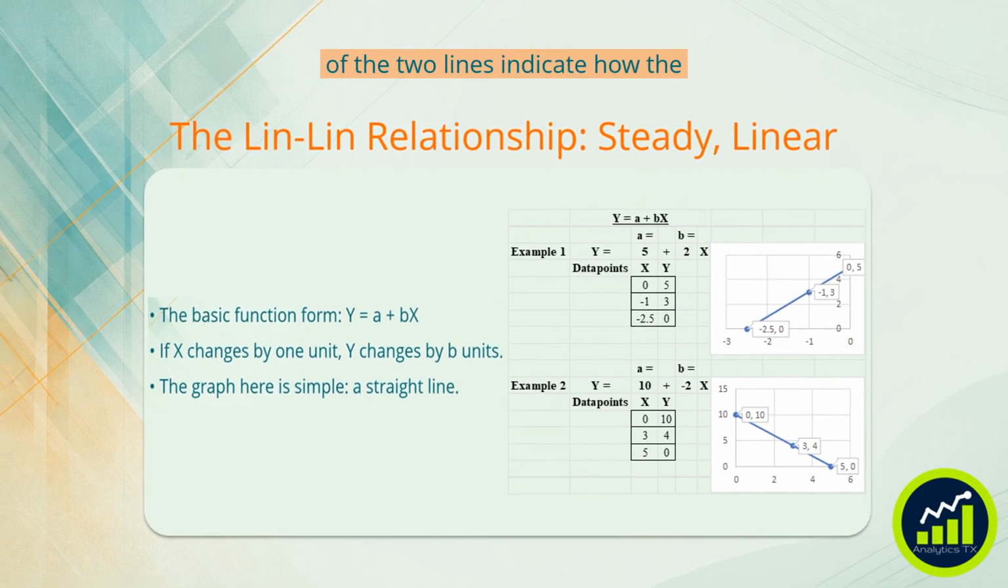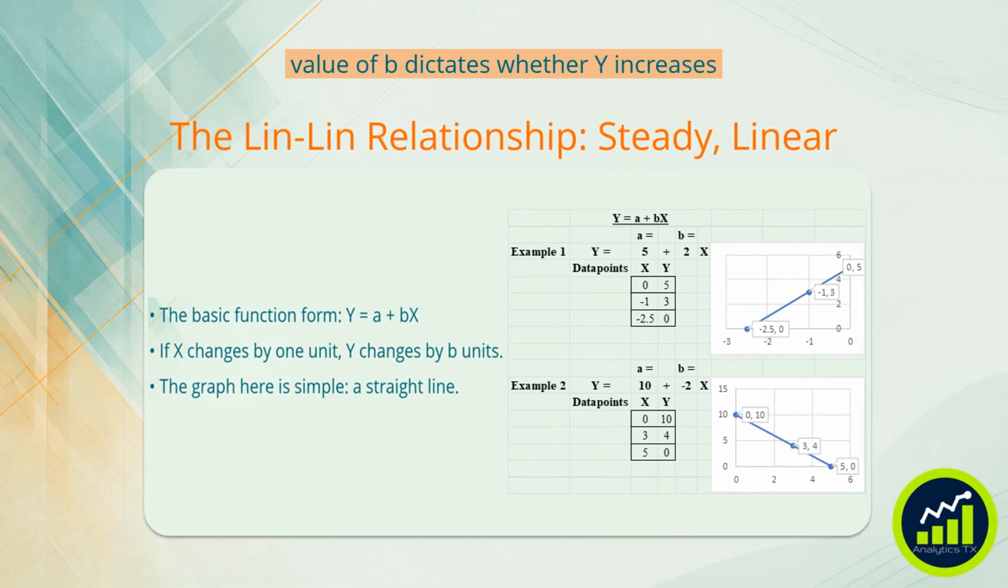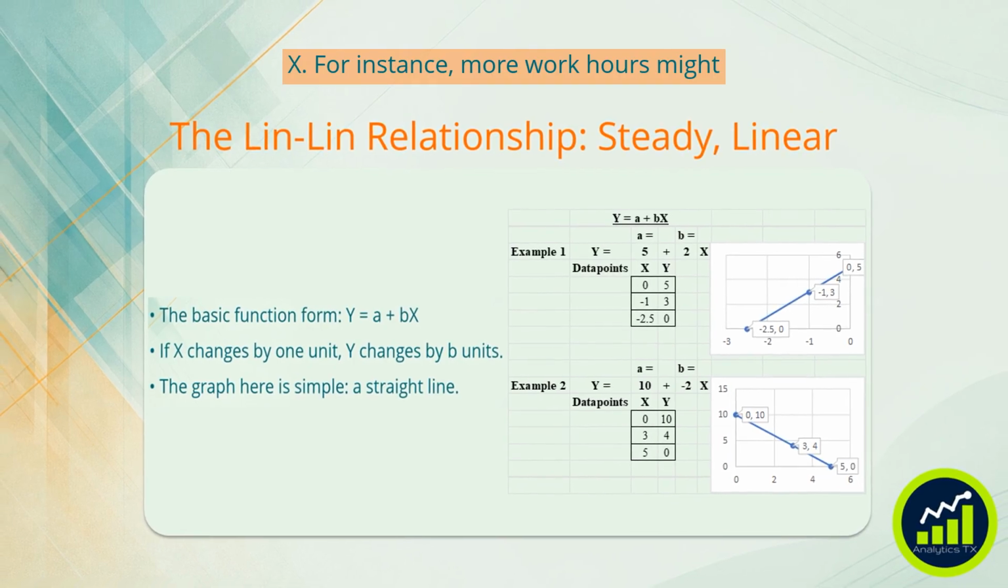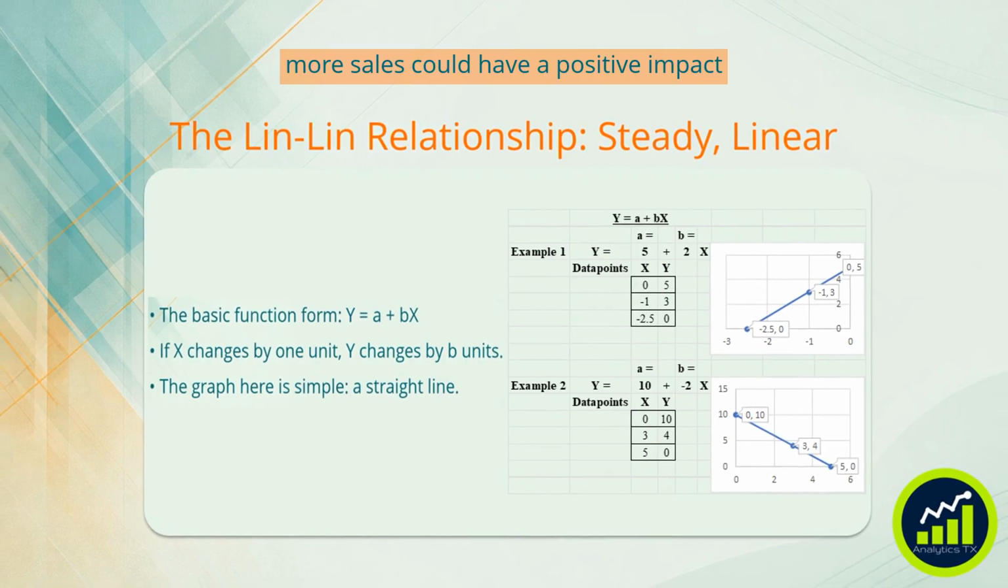The graphs of the two lines indicate how the value of b dictates whether y increases or decreases due to an increase in x. For instance, more work hours might have a negative impact on productivity, but more sales could have a positive impact on revenues.